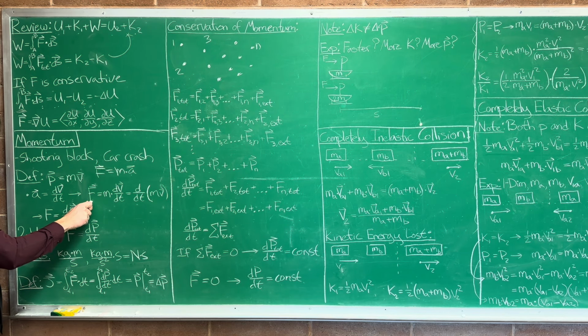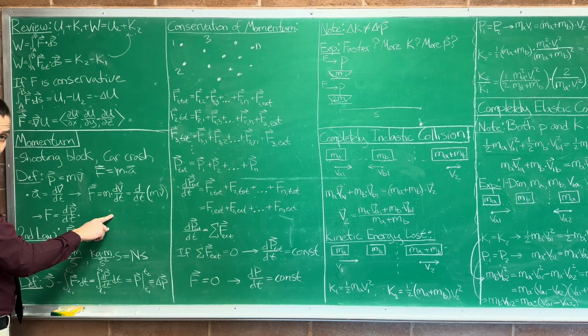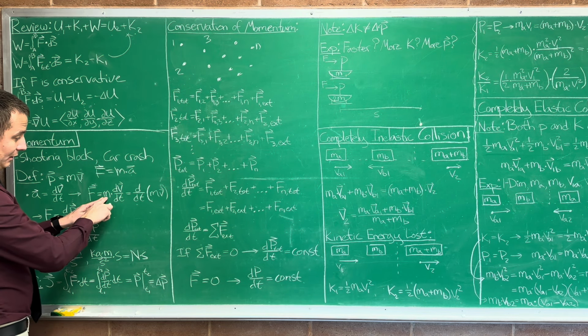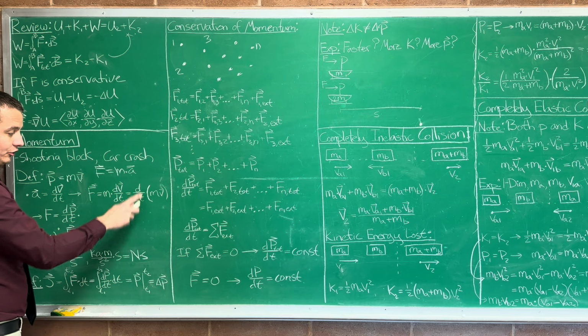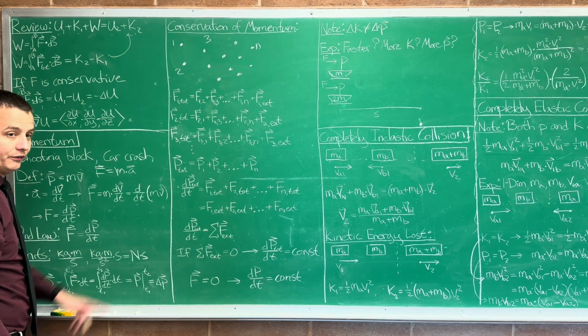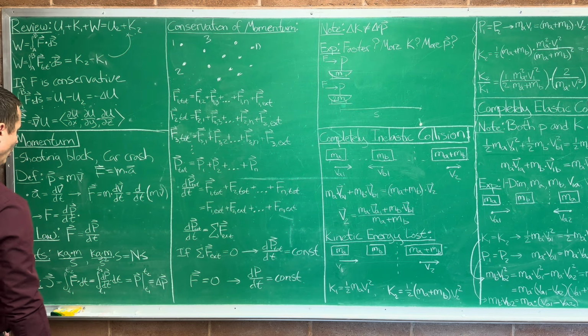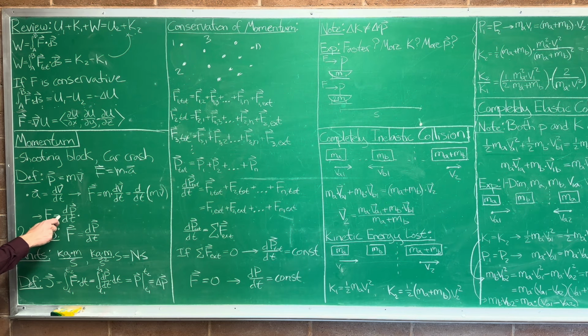So if I write my force as mass times acceleration, and m is a constant, you can just move it inside. And so it's actually the derivative with respect to time of mass times velocity. Or in other words, F is equal to the derivative with respect to time of your momentum. And this is actually the way Newton formulated his second law.